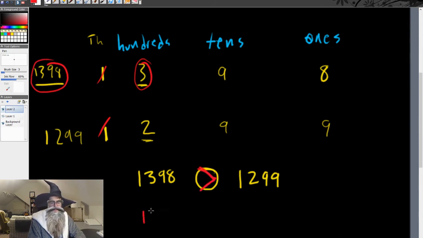But if the numbers were switched around, 1,299 over there and 1,398 over here, then we would have the less than symbol because that alligator's mouth is going to follow the larger number. Whichever number we've decided on our place value chart is larger, that's the one that's going to be eaten.